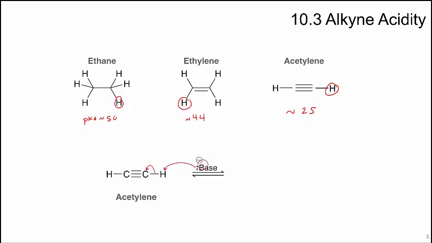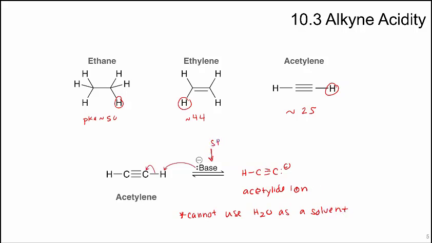If we have a strong enough base that can go fishing for the proton, the electrons go on to the carbon, and this is an acetylide ion. Acetylide is a much stronger base than water, so we need a strong base to make it react, and we can't use water as a solvent. If you tried to do this reaction with water, the acetylide would just grab a proton from the water and you would get the acetylene back.